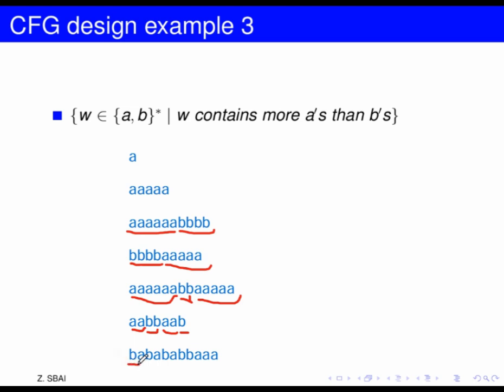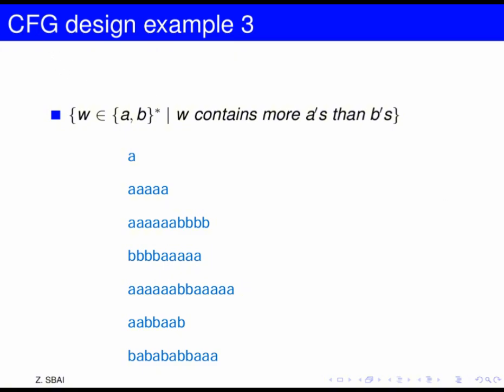Take, for example, the last string here. We have BA, then BA, then BA, triple A, triple B. And now we have double B, so the total is 5B with 3A. So we have added here 3A so that the number of A exceeds the number of B's.